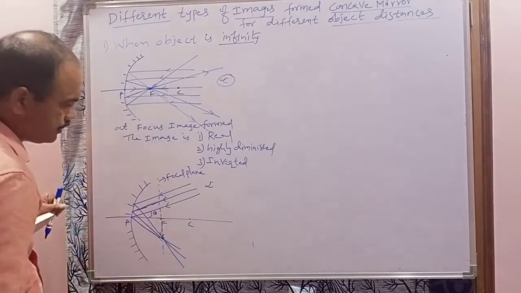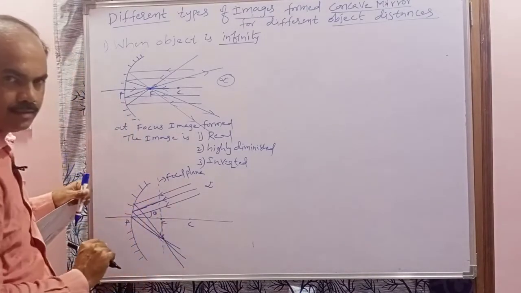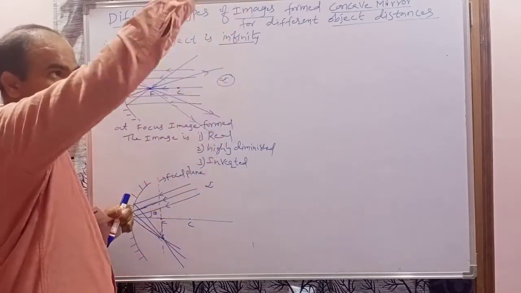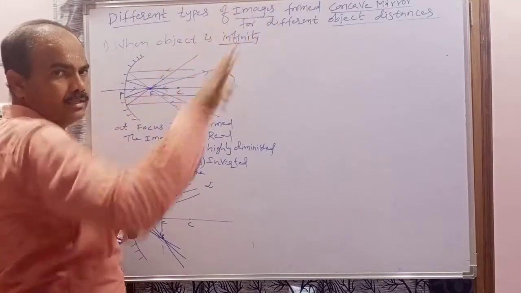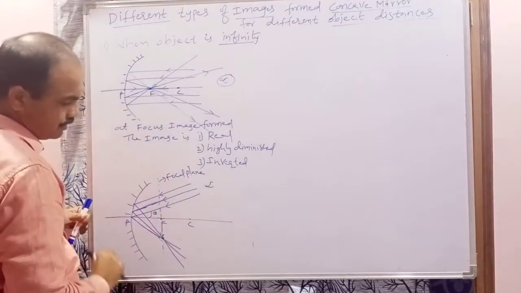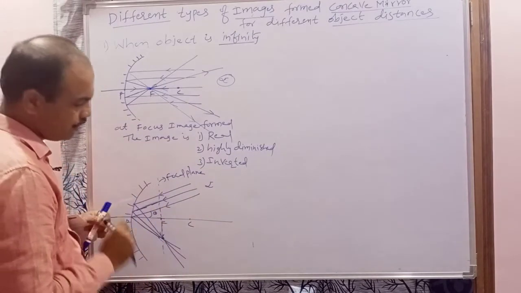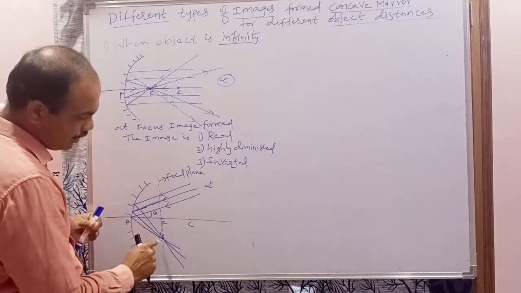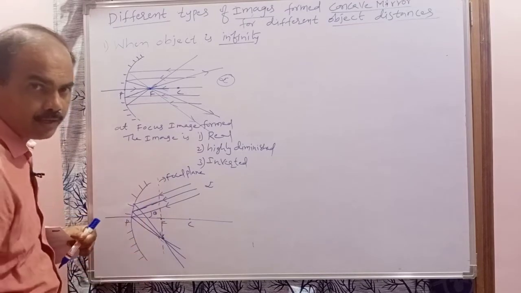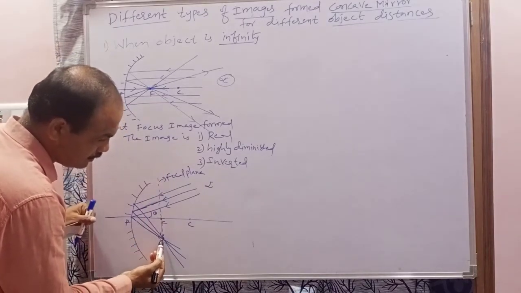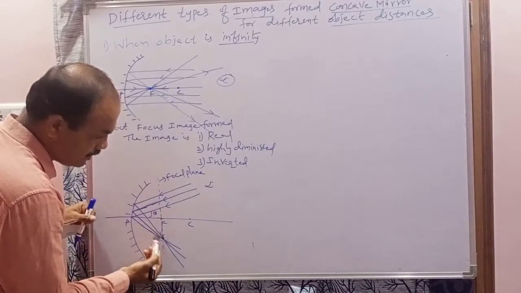Now this is a point, this is not a point size, it has some size, but it is highly diminished compared to the object. For example, if we take the sun, the sun's image will be this size. Where is the image formed? The image will be formed in the focal plane. So this is called the second focus. This is the primary focus, this is the secondary focus.